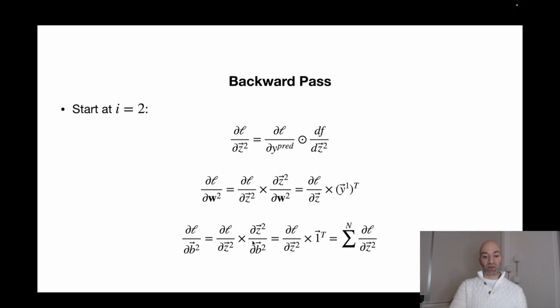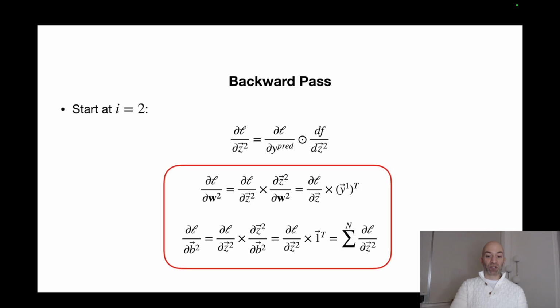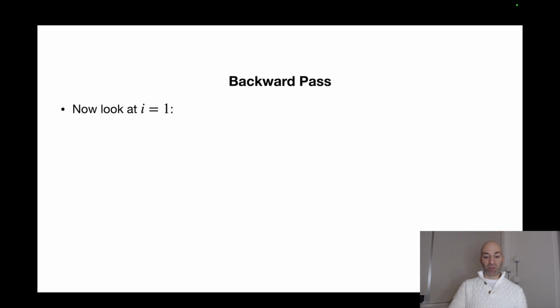Again, if we look at the derivative of Z2, we can see that the second derivative is actually just represented by an identity vector. And so when we look at this, we actually see that the derivative we need here for our biases is just the sum of our derivative of the loss over Z2, summed over n, and n is just the number of samples that we have in our current batch.